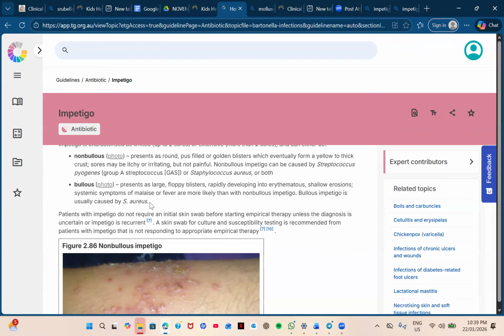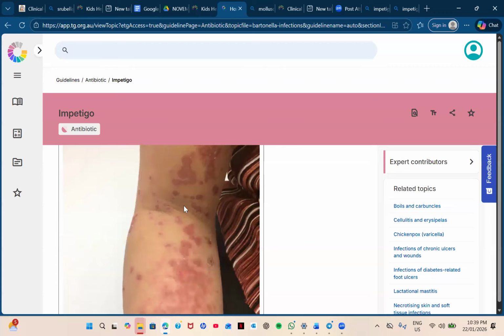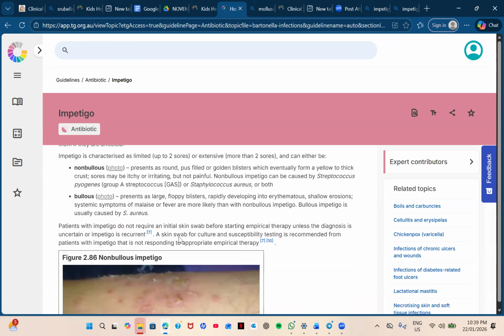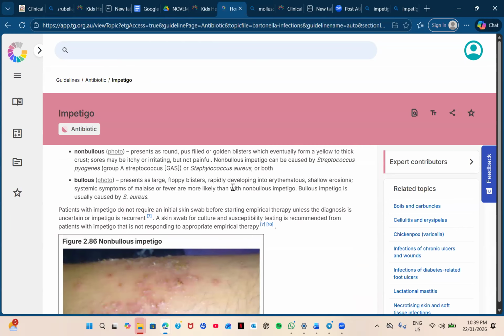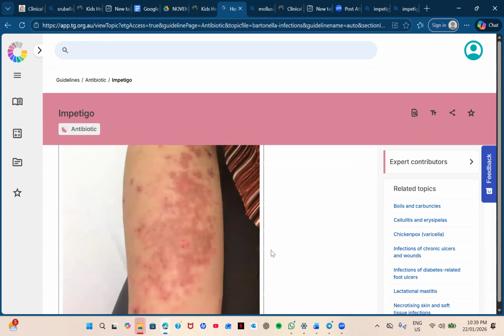This bullous one, the severe one, is mainly caused by Staphylococcus aureus. Remember. Here the bullous one has the erythematous rash. You can see the large erythema after the blisters, floppy blisters rapidly developing into erythematous shallow erosions. Here they are erosions.